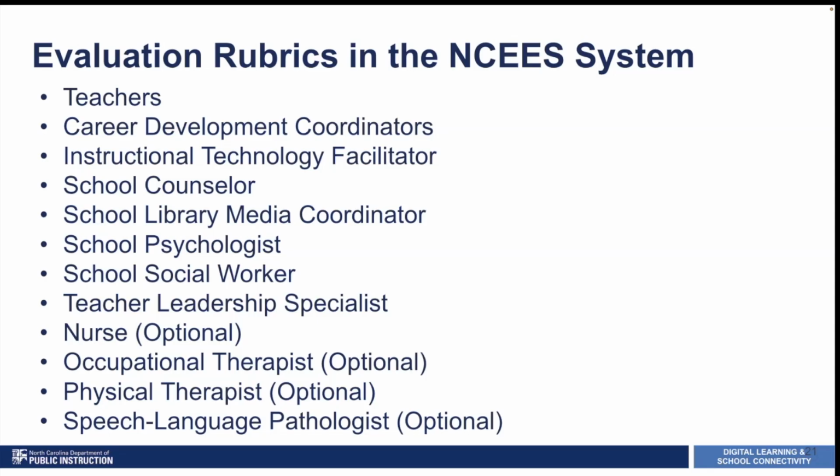Now, the following roles are in the system, but they are optional to use. The local board gets to decide if they're going to use the system or continue to use just the rubrics pencil paper. And those would be the nurse, the occupational therapist, the physical therapist, and the speech language pathologist. And remember, all of these roles now have an abbreviated option available if you have been employed for 3 consecutive years in your district.